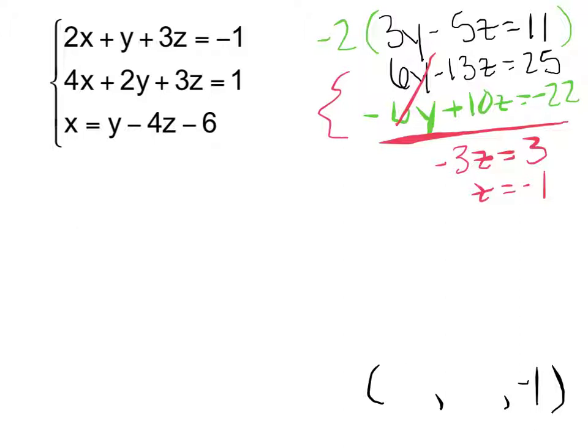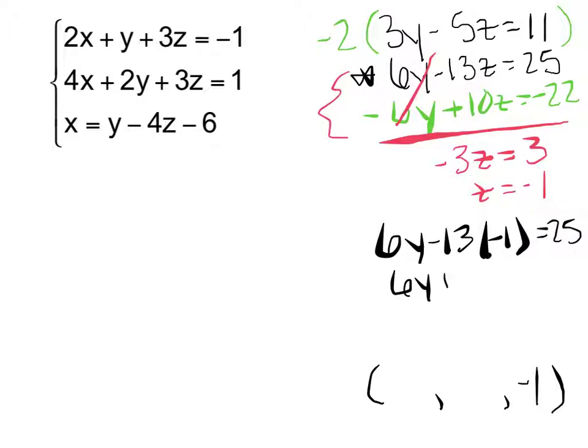I'm going to use the 6 equation. So 6y minus 13 times -1 equals 25. 6y plus 13 equals 25. Subtract 13 from both sides, so we get 6y equals 12. Divide both sides, and we get y equals 2. So I'm going to go ahead and put that where that's supposed to go.